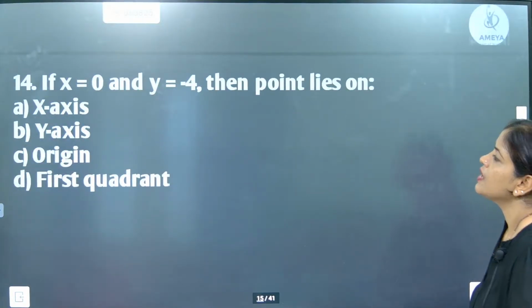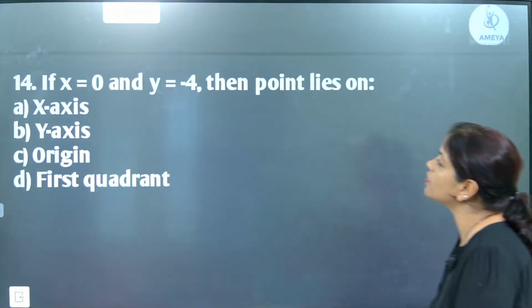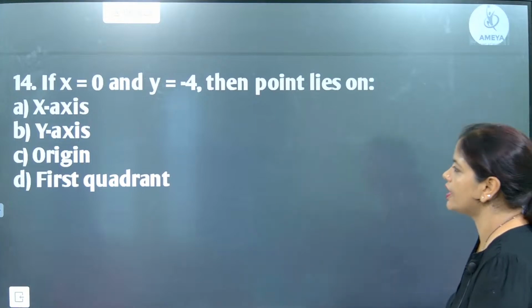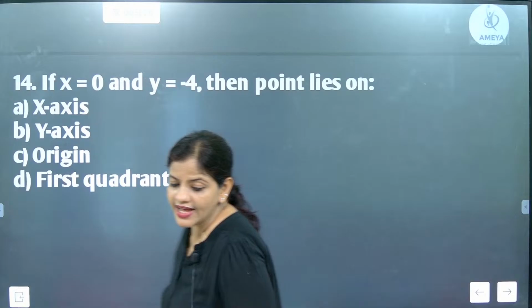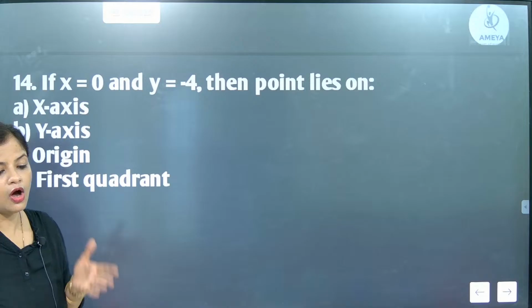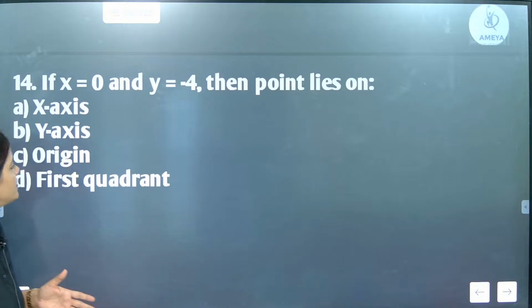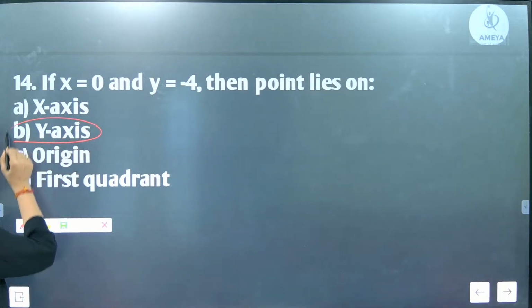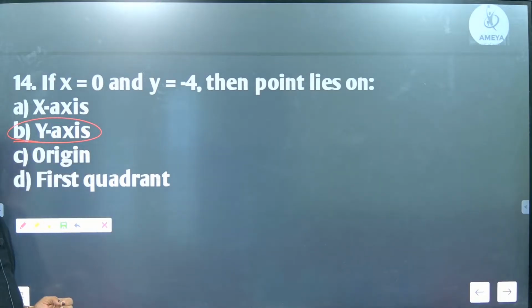Can you tell me, if x is equal to 0, y is equal to -4, then the point lies on x-axis, y-axis, origin, or first quadrant? Think very nicely and give this answer. This is an easy question, children. You can go for it. X is equal to 0, y is equal to -4. So where will x be 0? On the y-axis. So the answer is absolutely correct. X will be 0 on the y-axis. Understood, Bhavya?